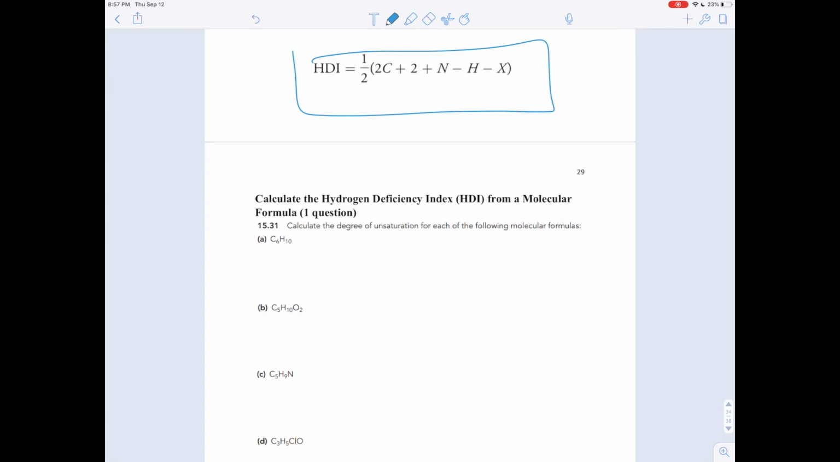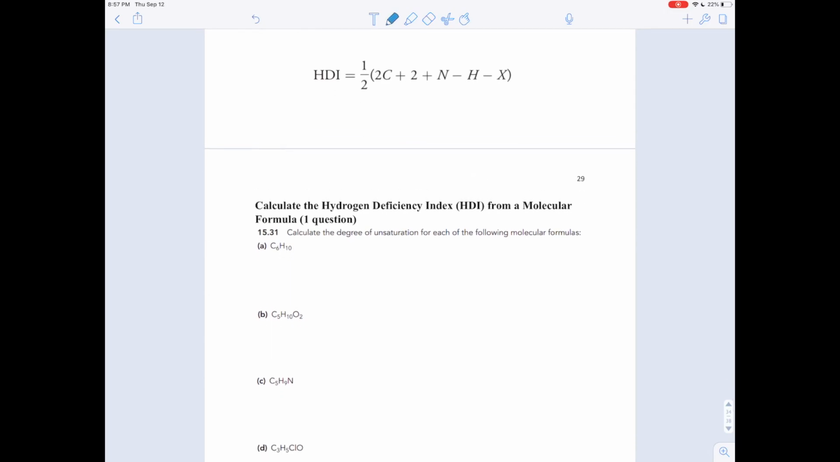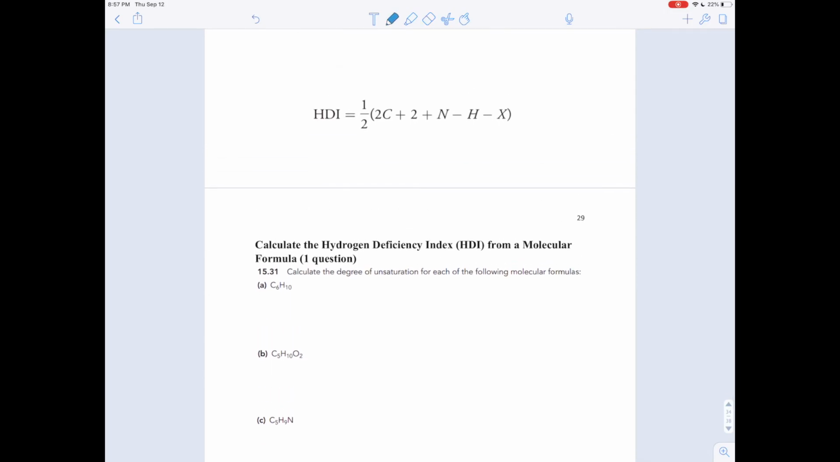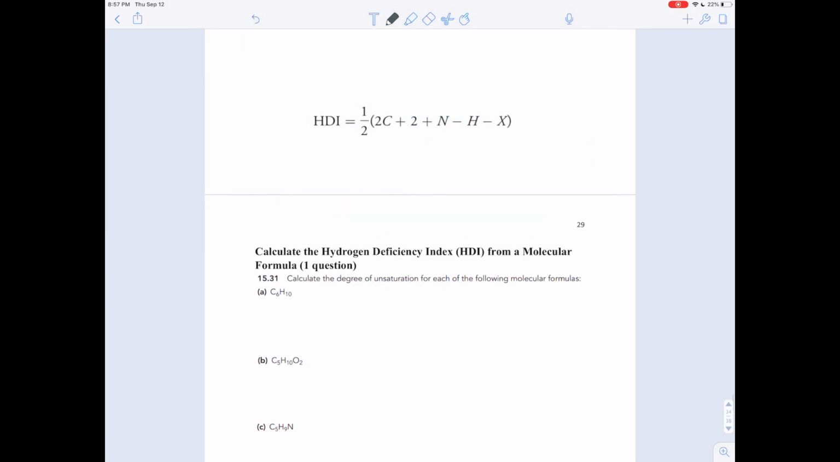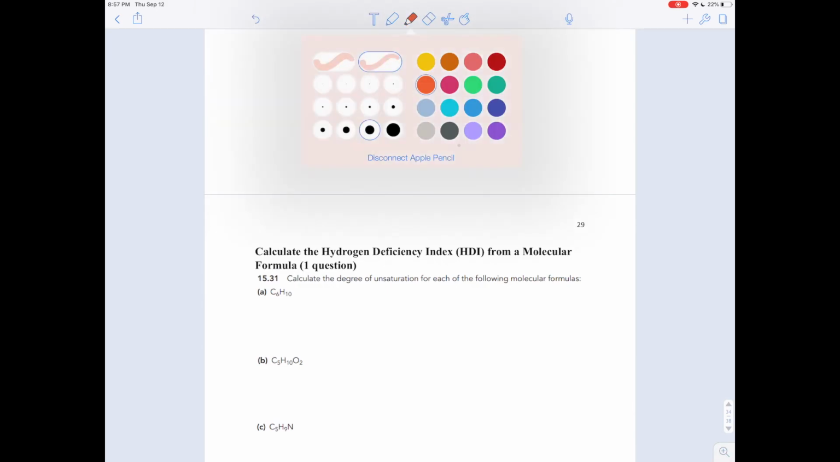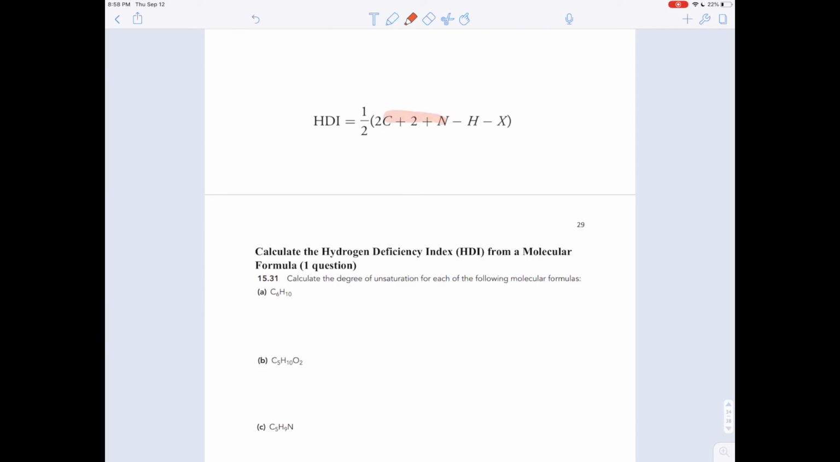Now, if you are just plugging these numbers in, just keep in mind C is the number of carbons, N is the number of nitrogens, H is the number of hydrogens, and X is the number of halogens. That would be chlorines, bromines, iodines, or if you have them, fluorines. So you could just do that. We'll end up doing that in a second. First, I want to show you where this formula is coming from. This portion of the formula in orange, that is a calculation for the maximum number of hydrogens in a molecule.